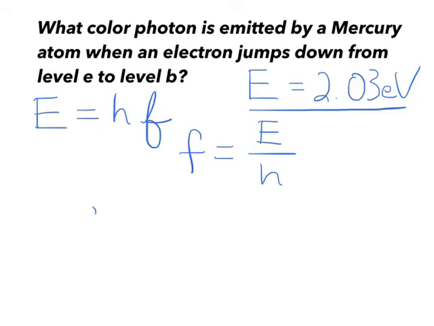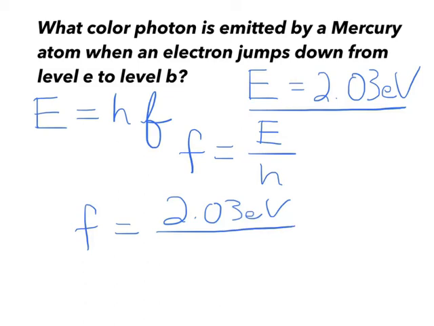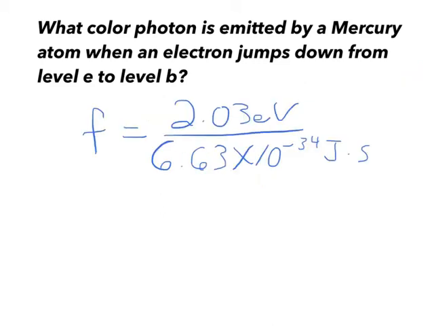So let's put the numbers in. f equals the energy, 2.03 electron volts, divided by h, Planck's constant, 6.63 times 10 to the negative 34 joule seconds. And I notice there's a problem. The only reason that I know that there's a problem is because of the units. If I didn't use units, I would never know that there's a problem here. The problem is that I want my units of frequency to be in hertz. Hertz are 1 over seconds.